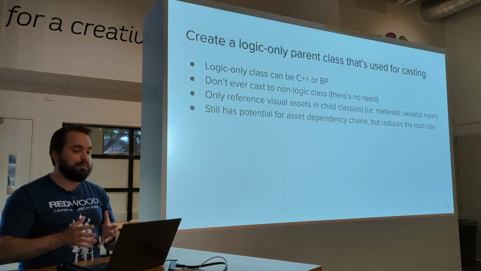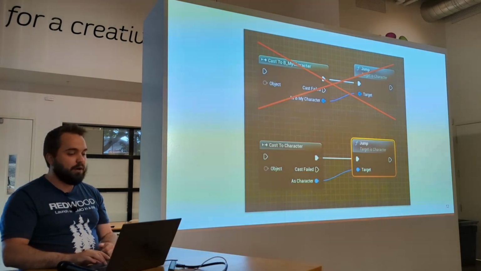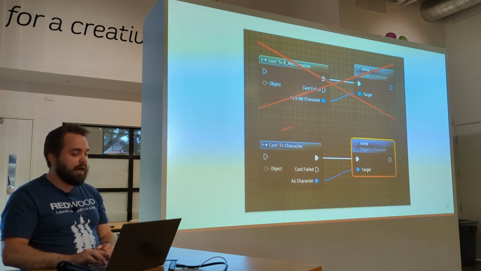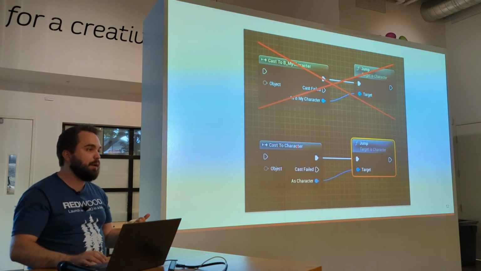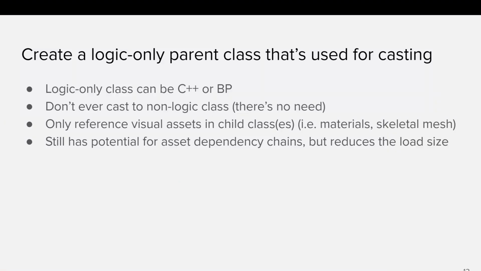Create a logic-only blueprint class that's used for casting. So similar to here, where we had be my character, we went to higher up. Sometimes there isn't a higher up, so you need to create a higher up. And this can be in C++ or Blueprint. A lot of people out there say, oh, you've got to create C++ classes for every Blueprint class. And that's because of this main thing: they put all the logic in the C++ class, which is very hard to load other assets in, and so you usually don't.